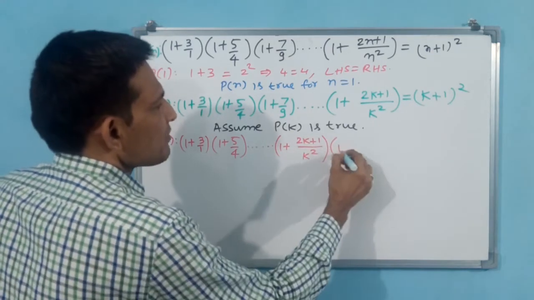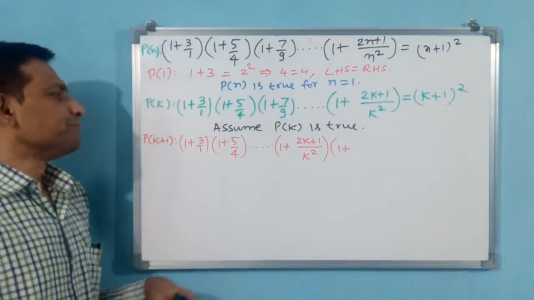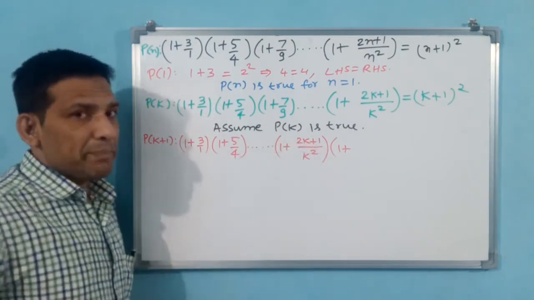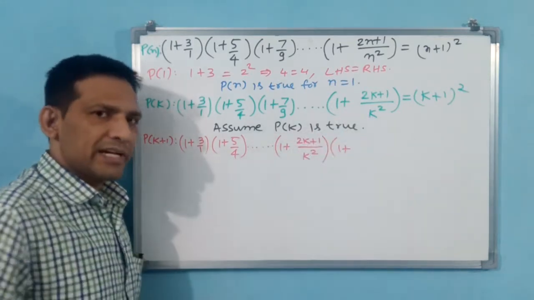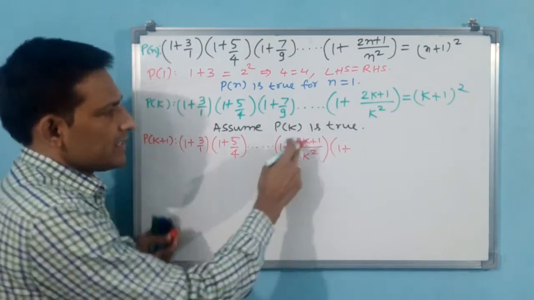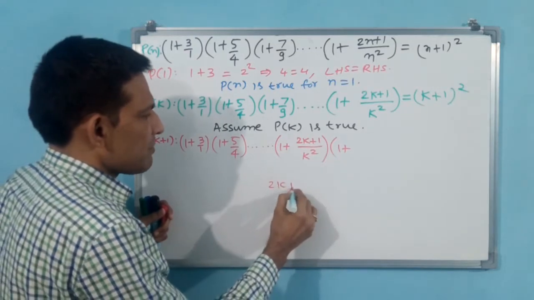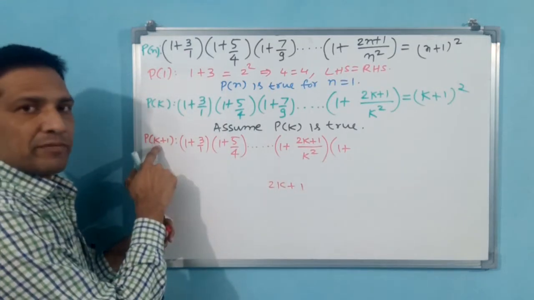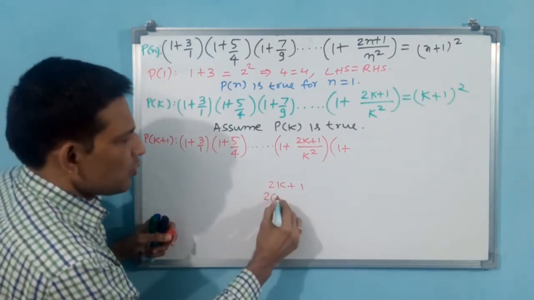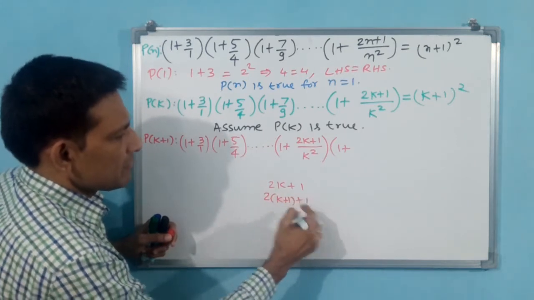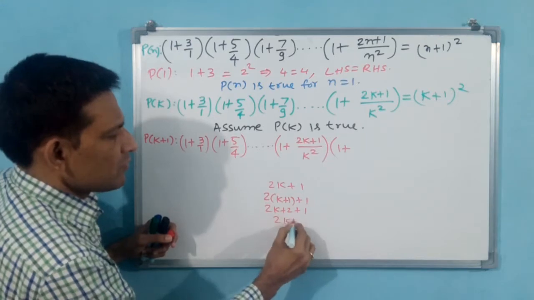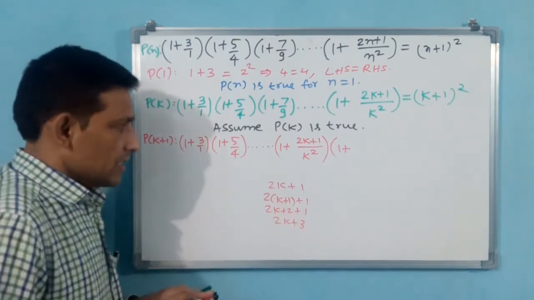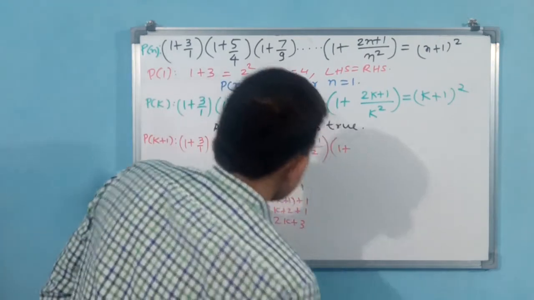Now the important step is this one. You see here k is multiplying. While writing k plus 1 in place of k, directly you cannot add. See how I am writing here: 2k plus 1. But in place of k, you have to write k plus 1: 2 into k plus 1, plus 1. 2k plus 2 plus 1, that is equal to 2k plus 3. Okay, 2k plus 3 I am writing here.